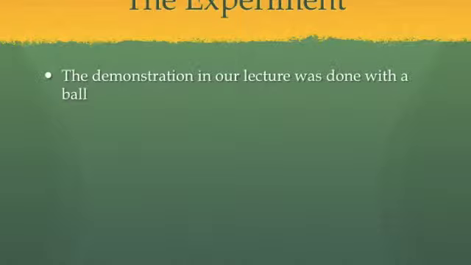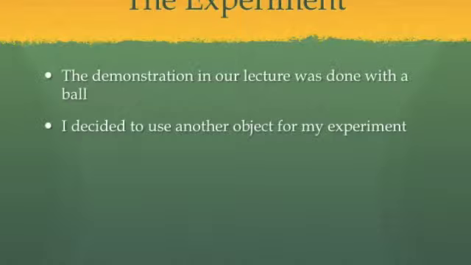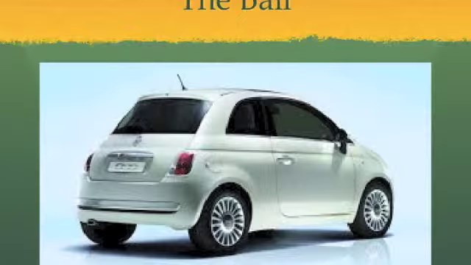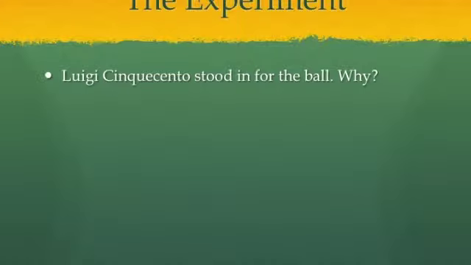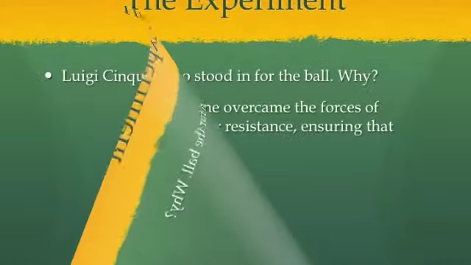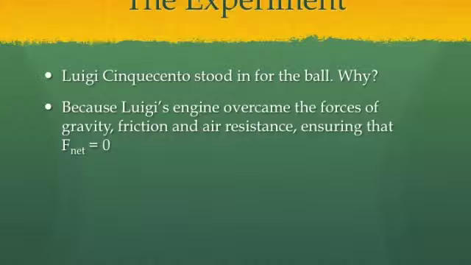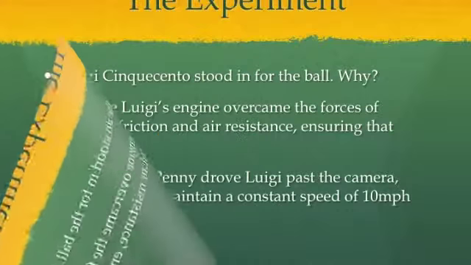Moving on to the actual experiment, instead of rolling a ball, I decided to use a different object for my experiment. This is Luigi. He stood in for the ball. Why did I do this? Number one, Luigi is cute. But number two, if all goes well, I'm hoping that his powerful engine will overcome any other external forces, ensuring that F net is equal to zero.